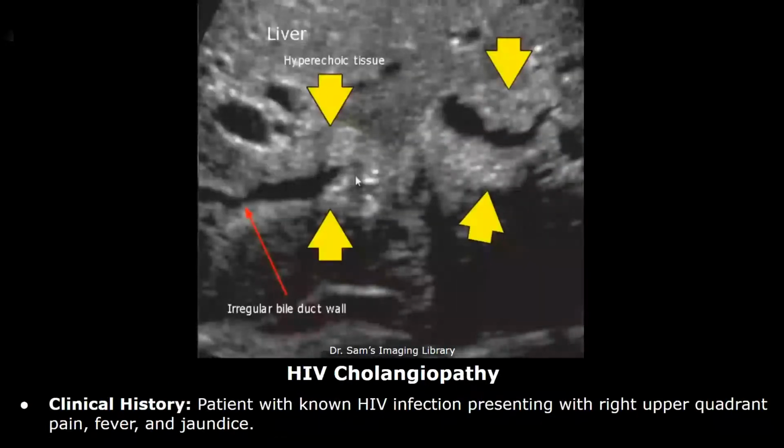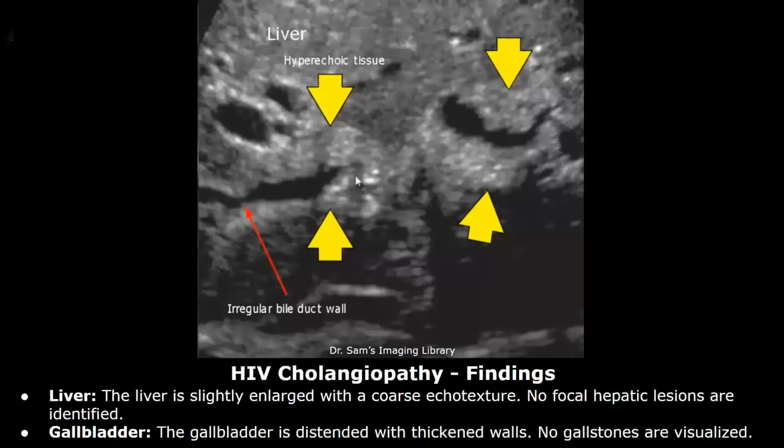This is a report of HIV cholangiopathy. Clinical history includes a patient with known HIV infection presenting with right upper quadrant pain, fever, and jaundice. These are the findings. The liver is slightly enlarged with a coarse echo texture. No focal hepatic lesions are identified. The gallbladder is distended with thickened walls. No gallstones are visualized.